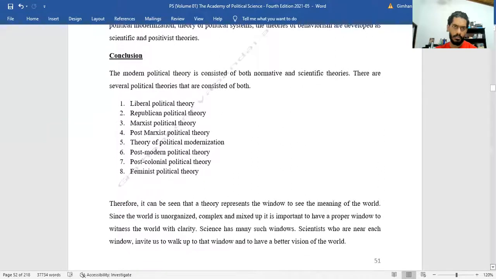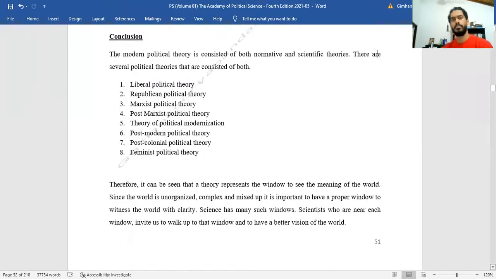Conclusion: the modern political theories consist of both normative and scientific theories. Several political theories consist of both: liberal political theory, Republican political theory, Marxist political theory, post-Marxist political theory, theory of political modernization, postmodern political theory, post-colonial political theory, and feminist political theory. Therefore, it can be seen that theory represents the window to see the meaning of the world. Since the world is unorganized, complex, and mixed up, it is important to have a proper window to witness the world with clarity. Science has many such windows. Scientists who are near each window invite us to walk up to that window and to have a better vision of the world.